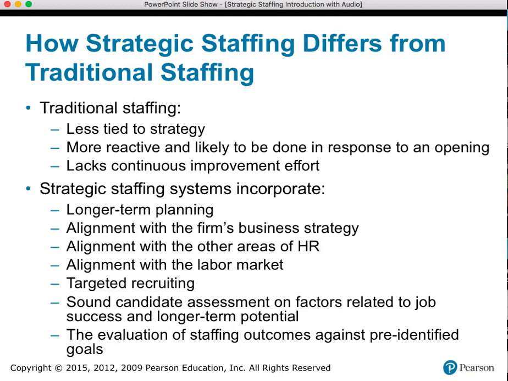The last couple of things are really important. Number one, we want to have sound candidate assessment on factors related to job success and long-term potential. What that means is we need to make sure that the assessments and selection tools we use, whether it's interview questions, cognitive ability tests, or personality tests, are related to current job success and future long-term potential. So our mix of selection tools needs to take into account not only success for today, as they start the job, but success for them down the road, over the long haul. And that goes back to that long-term planning window that we need to be thinking about when we do staffing.